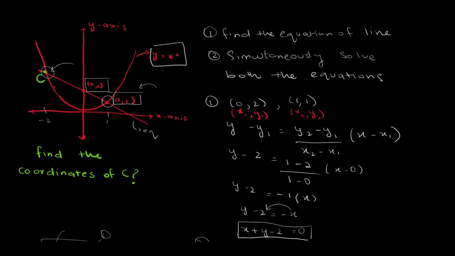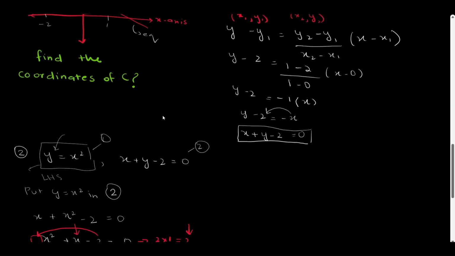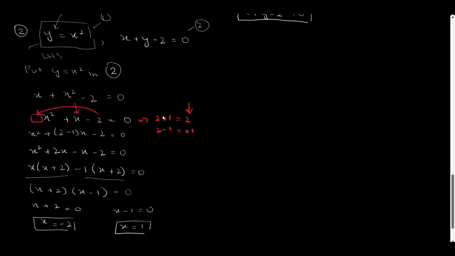Now we know that point C has minus 2 as its x. Let's put this value of minus 2 inside the equation to find the value of y. So put x equals minus 2 in equation 2, and let's find our value of y. So minus 2 plus y minus 2 equals 0. Minus 2 becomes minus 4. So y minus 4 equals 0. The y equals 4.